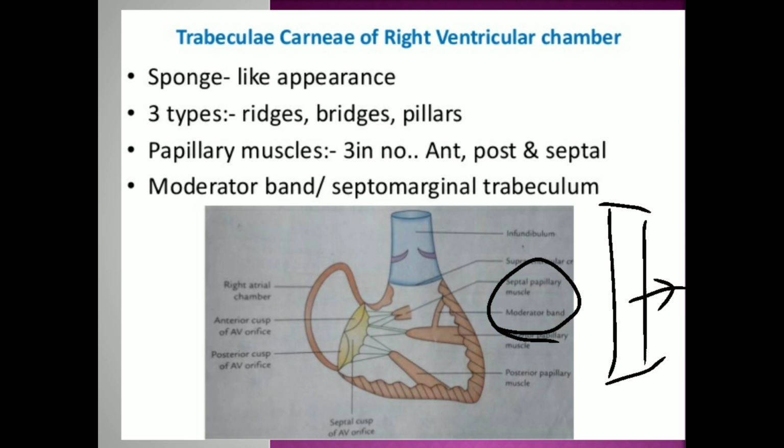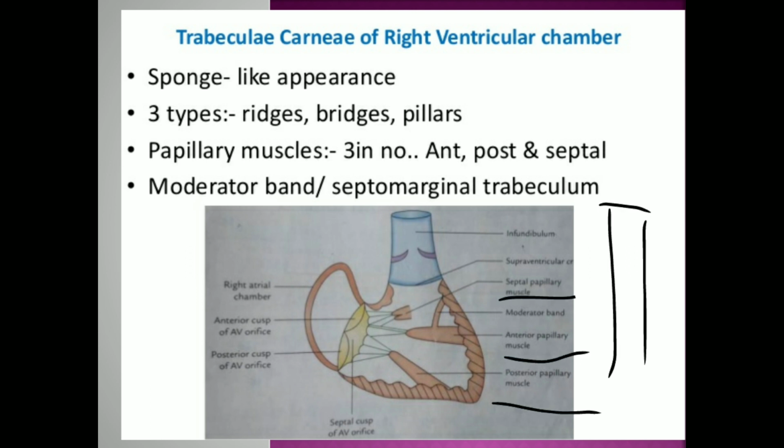Next is the papillary muscle. What are those? You see conical projections. Papillary muscles are conical muscular projections, usually 3 in number. They are named anterior, posterior, and septal. These are the 3 papillary muscles.